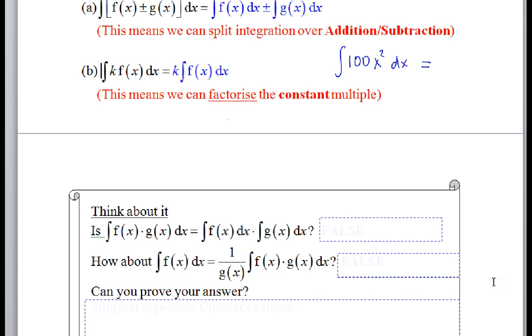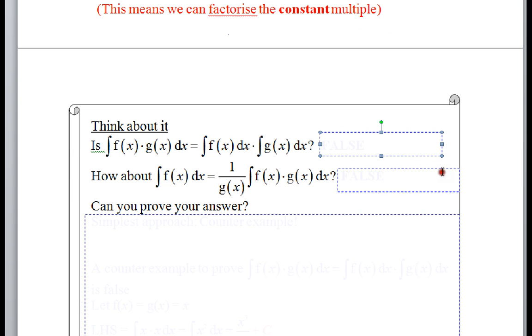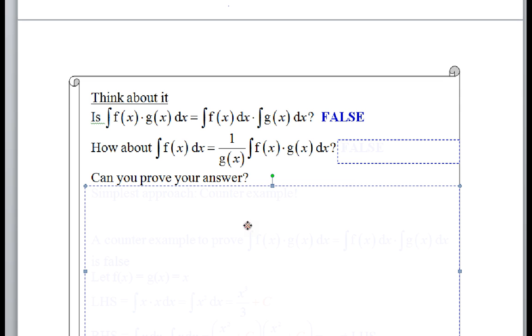Now talk to your friend next to you. True or false? True? False? False. Next. Can you prove your answer? Can you prove your answer? No, cannot. You only know it's false, but cannot prove.